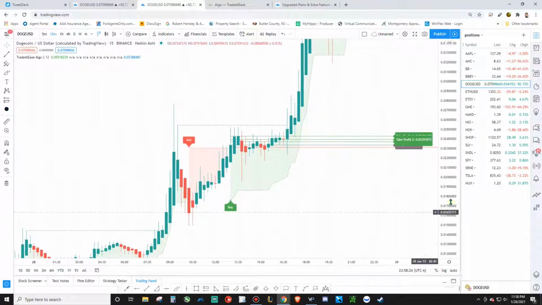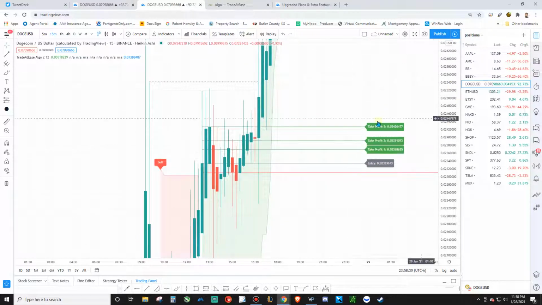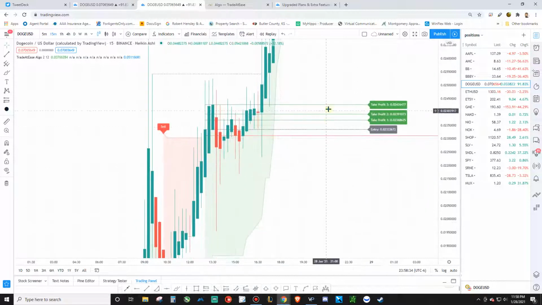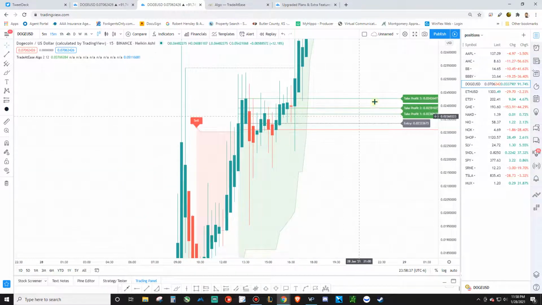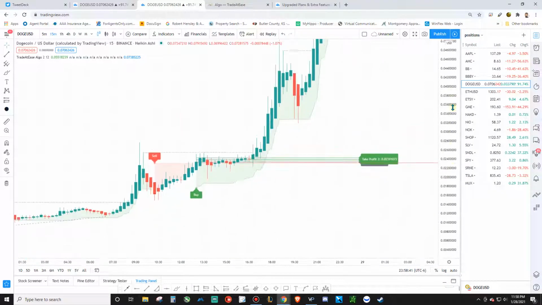Wow, look at that. Okay, so I'm still not sure why they're making you take profits so fast. This is the only issue I have with it. Man, these 3 profit targets are just so close together, and the move was just so incredible.